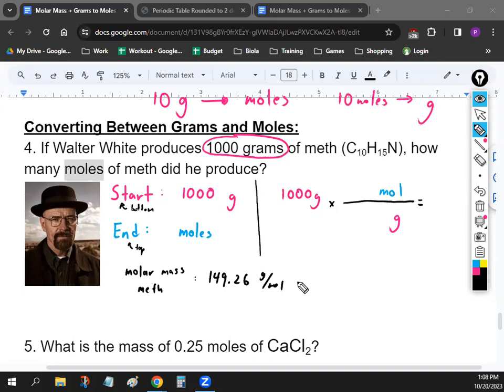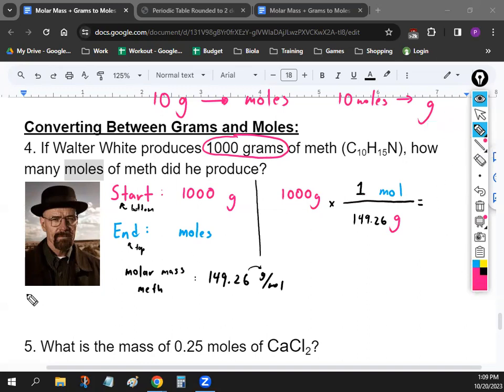All right, now in this fraction, we're going to put in the molar mass. If you take a look at the molar mass, it's 149, and it's right next to grams, right? So we're just going to put it next to grams. So 149.26 goes next to the grams. And then molar mass is talking about 1 mole of something, so we just put 1 on the top. And so that's going to be our fraction. All we have to do is plug it into our calculator and we're all done.